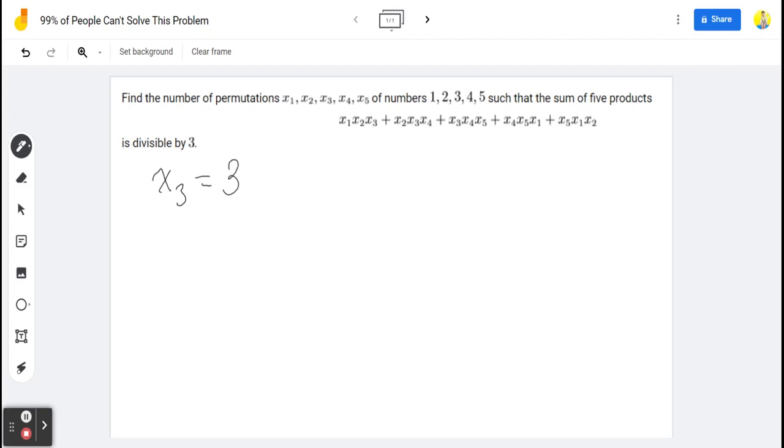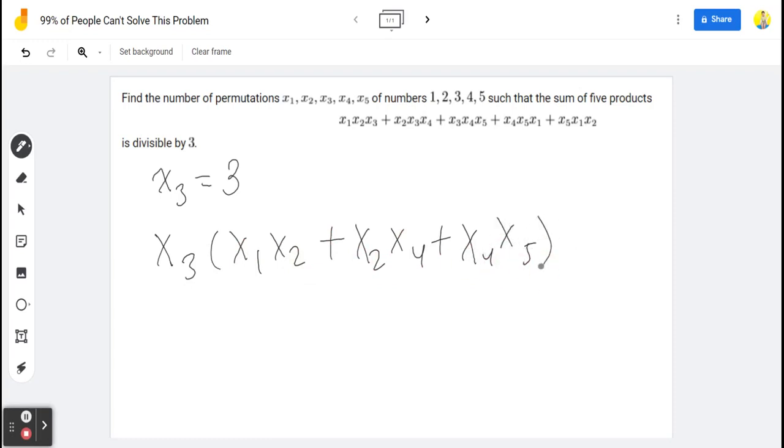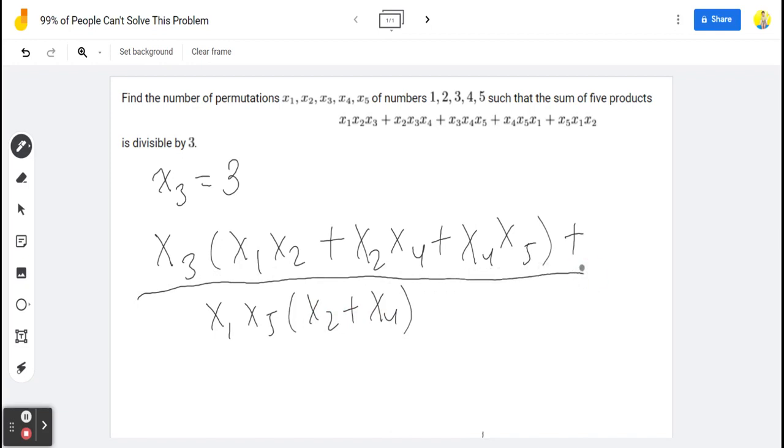If we let x3 be 3, that means we can factor this expression to be x3 times (x1 times x2 plus x2 times x4 plus x4 times x5 plus x1 times x5) which is x3 times (x1 plus x4) times (x2 plus x5). Hmm, as written: x1 times x5 times (x2 plus x4). This entire thing is already divisible by 3, so you don't need to worry about that. We just need to make sure the second part is divisible by 3.